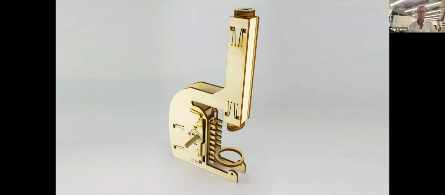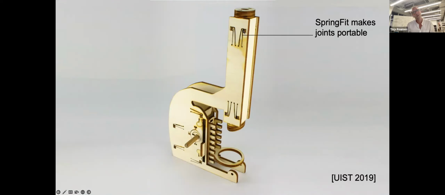And the goal of this software is to take this microscope here, which fabricates only on one particular laser cutter and in one specific material, and translate that into this microscope, which actually fabricates on a range of laser cutters, at least on all consumer level laser cutters, and in a range of different materials. And the way it achieves that is by adding these additional incisions in the cutting plan, right? So like you see here, where there were the initial joints, SpringFit has made these joints portable.